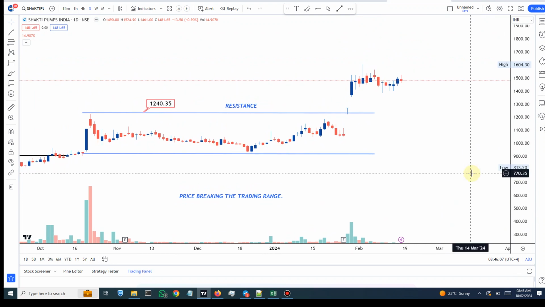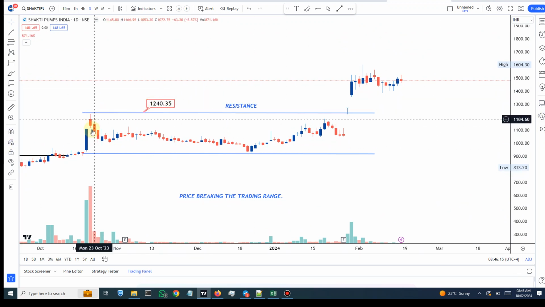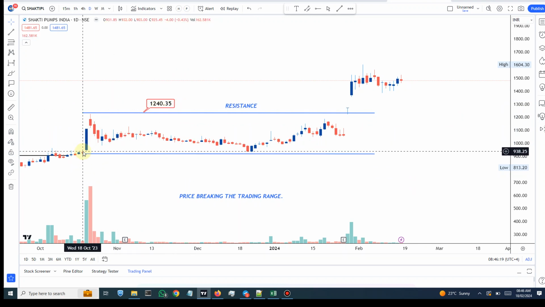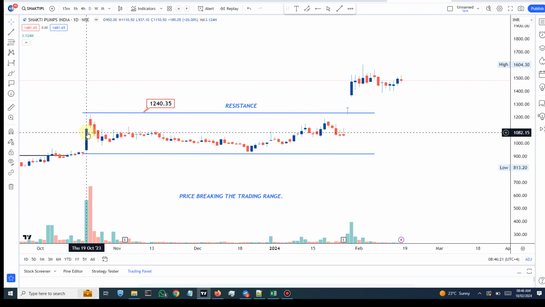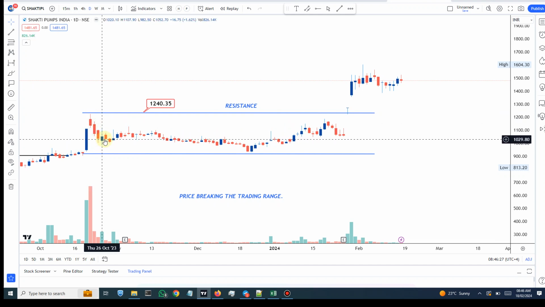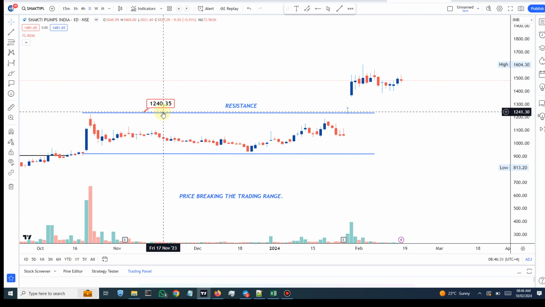Now, on the daily basis, we'll see the last 1 month candles. What do we see in the daily chart? We see that the price was trading in a range. So the 1240 level was giving it a very tough time. As you can see, a very nice Marubozu candle and then a gap up opening, but price could not sustain. It had to consolidate for a while because it was preparing to break this major resistance of 1240.